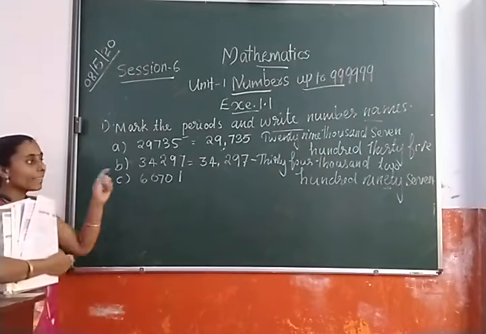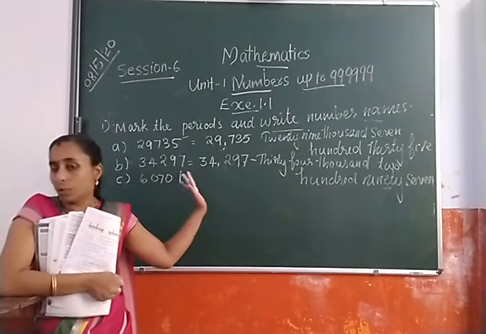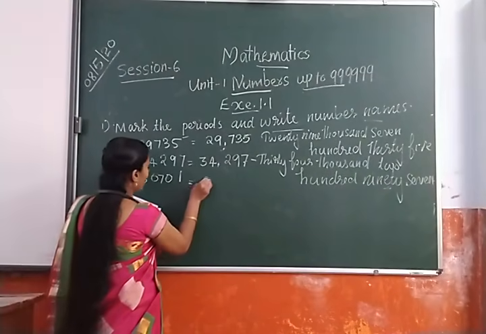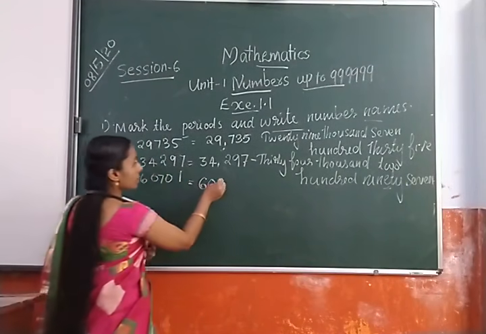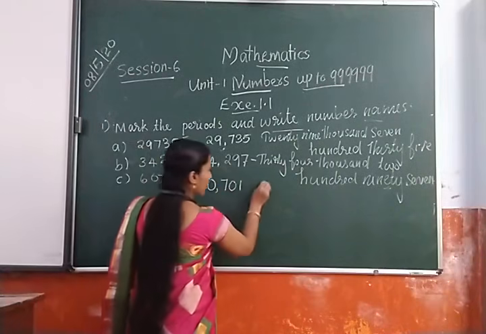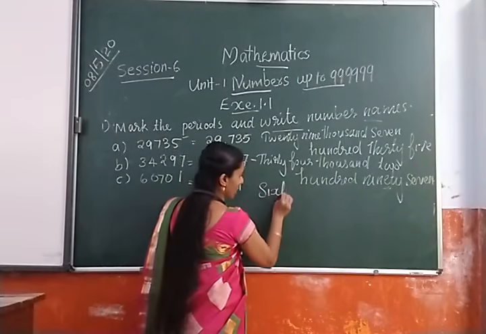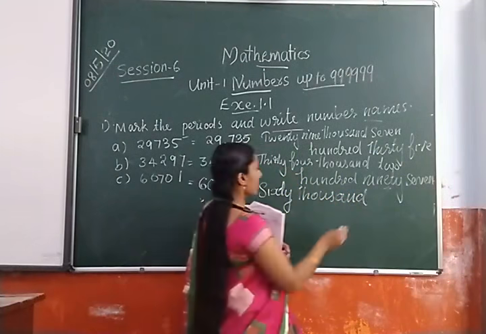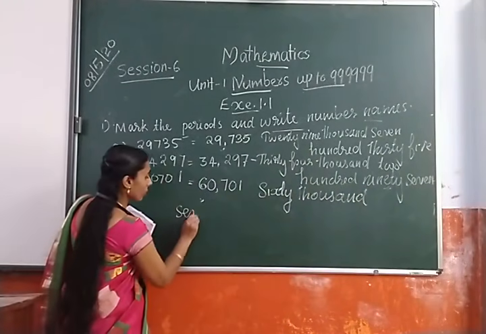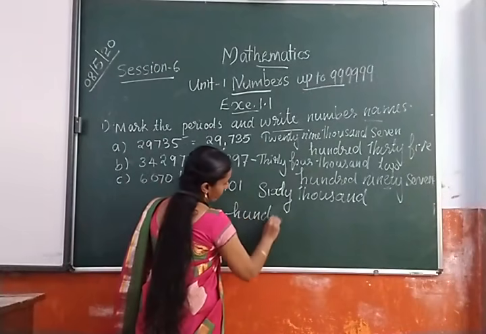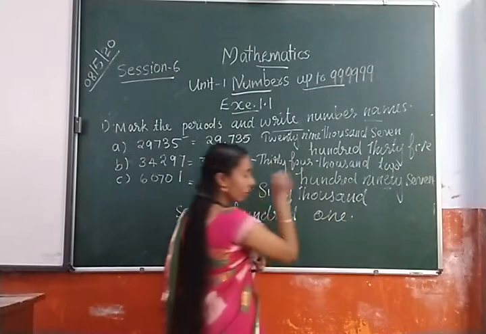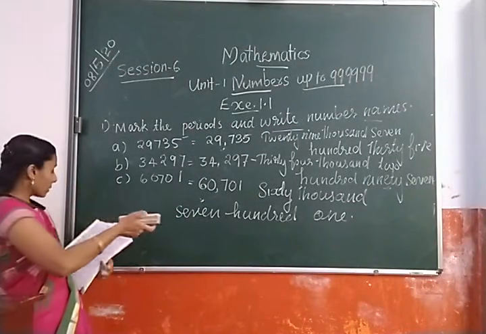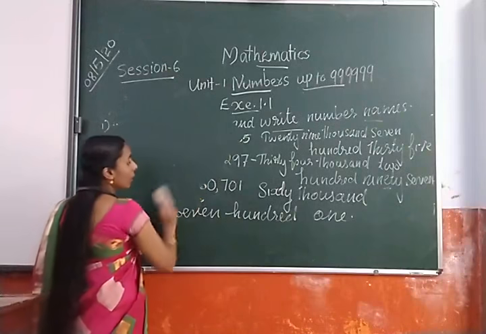60701. It is not necessary to write from here. You can download your books and you can write it. Just listen here. 60701. 60,701. Okay, right. 60,000, that is the 60,000's period. 60,701. Then, write the numerals from your book.